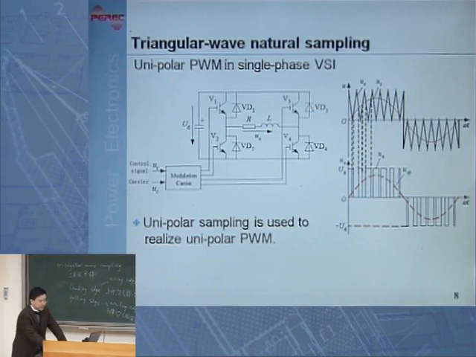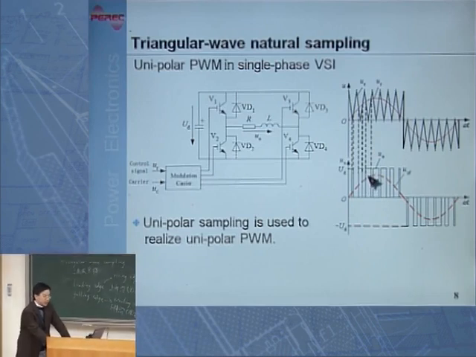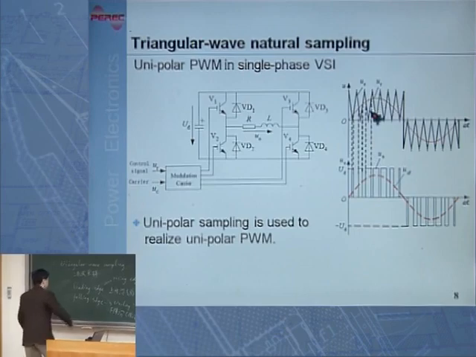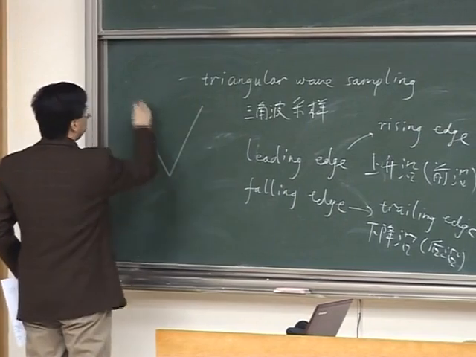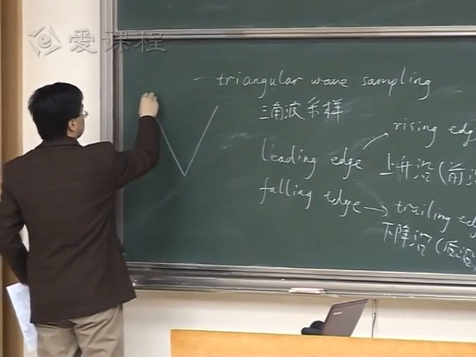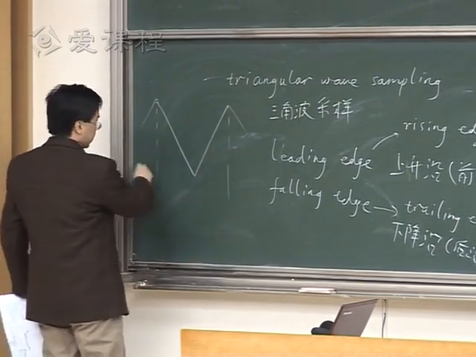a series of square wave pulses, where each of these square wave pulses has the same area as the corresponding small pulses in the modulating signal. If you still remember, we can separate the triangular wave. This is one triangular wave period. Okay.